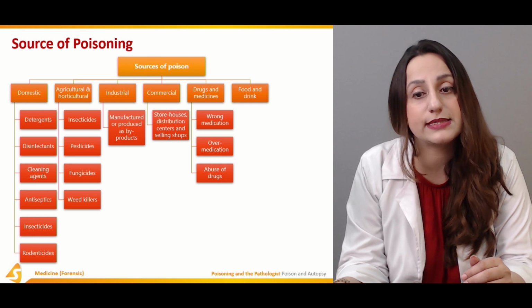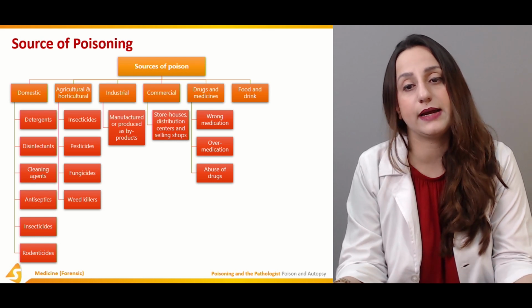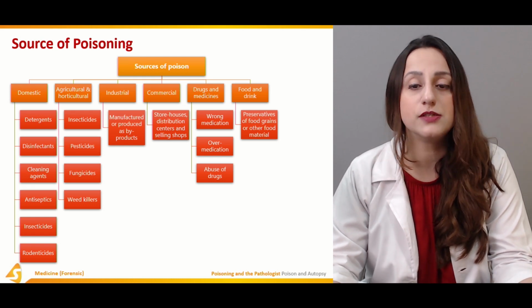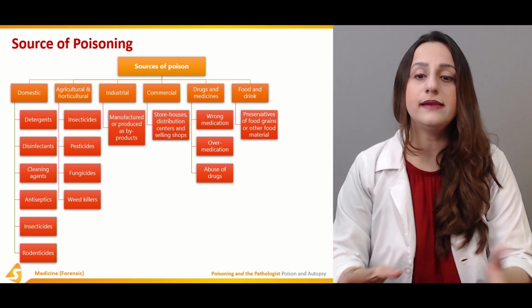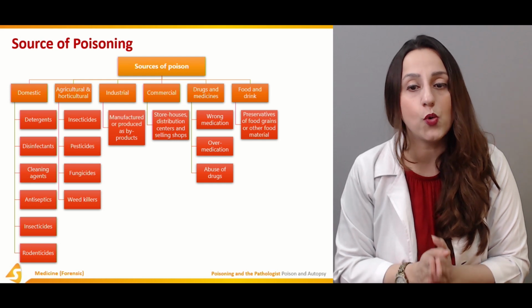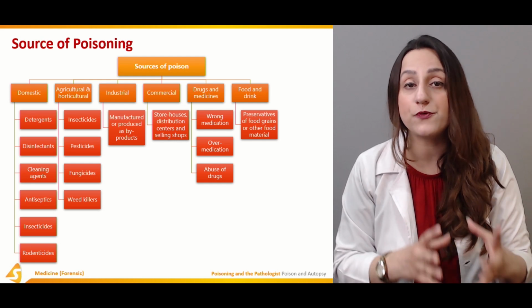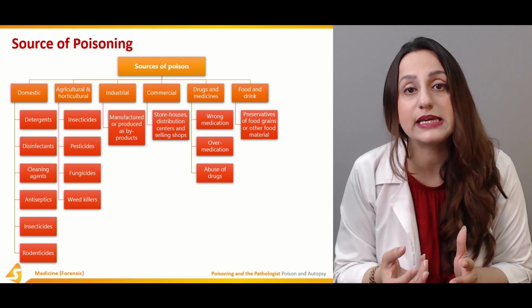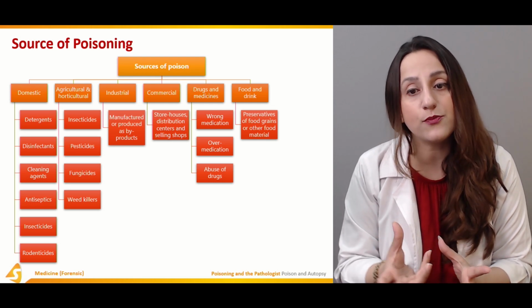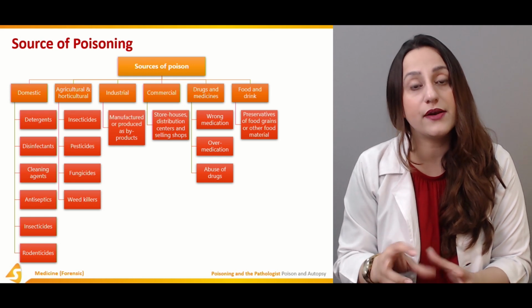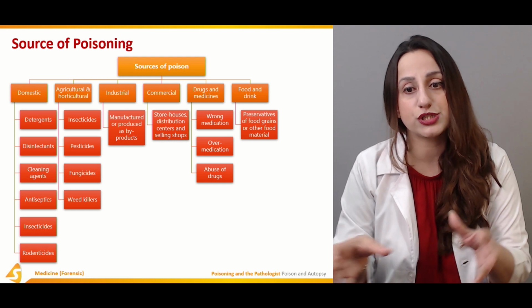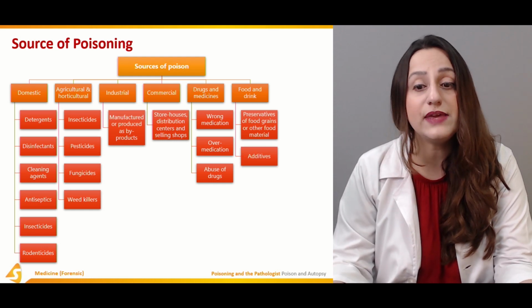related poisoning. And then we have food and drink kind of poisoning as well, in which preservatives of food grains or other food materials are used, and even they have their own expiration or best before dates that have to be kept in mind while we are taking these food items. So it's very important to see whether they are in the best of their conditions whenever we have this intake or not. And then we have the additives.